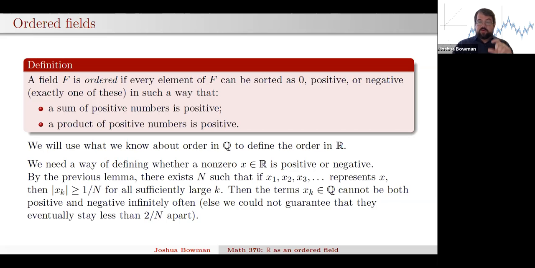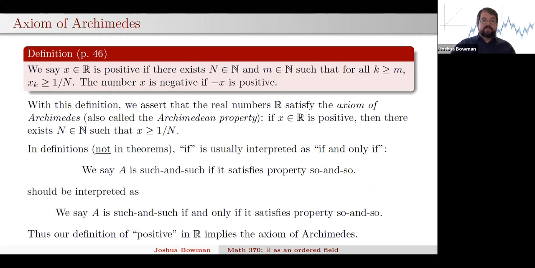Okay, so now we're dropping that absolute value, and we're saying there's even more we can say. Eventually, either all the terms are going to be bigger than 1 over n, and this is assuming x was non-zero to start with, or they'll be less than negative 1 over n. That's going to be the basis for our definition of positive.